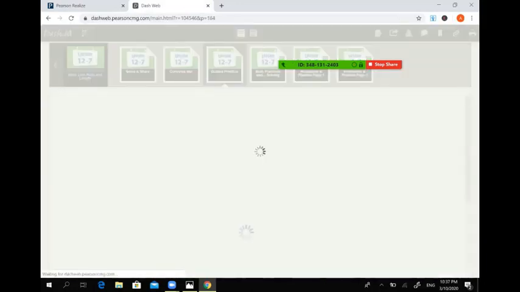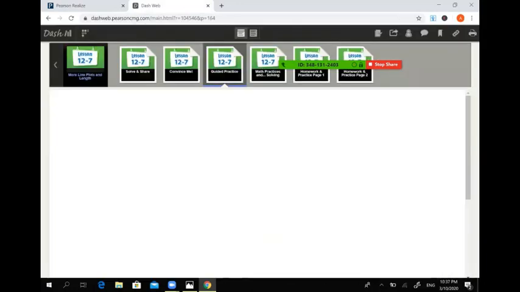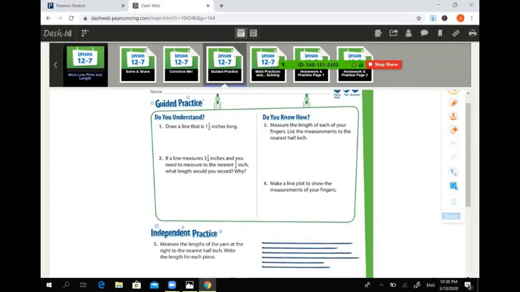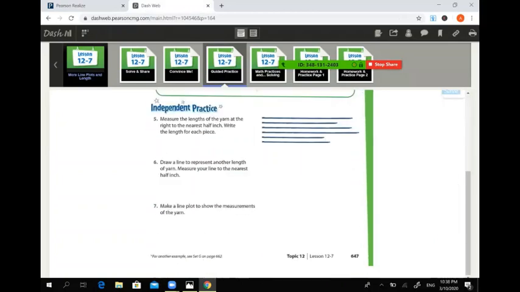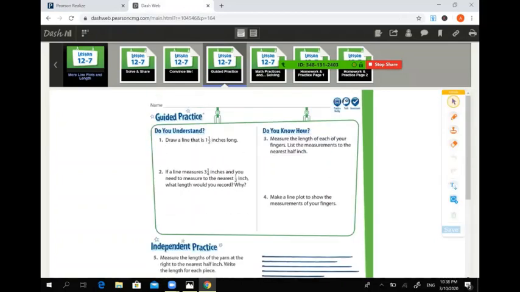Question number 3, page 647. Question number 3, measure the length of each of your fingers. List the measurements to the nearest ½ inch. So you can measure your fingers, okay?